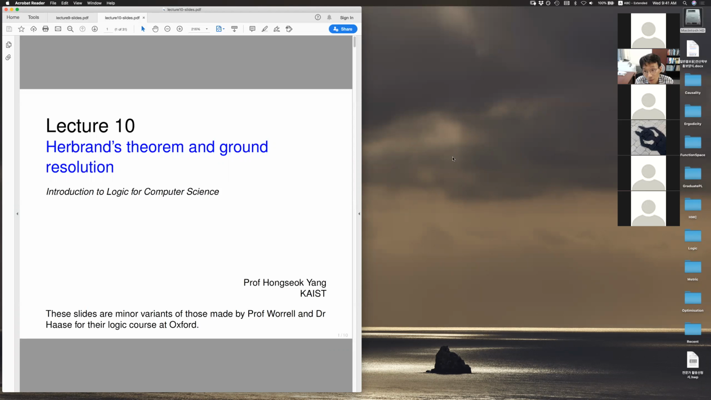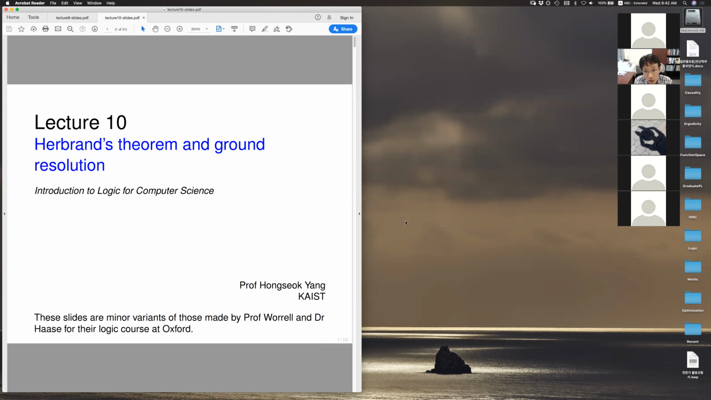One can say that the Herbrand theorem we're going to talk about, together with ground resolution, is really the core part of the course. It will bring many things we discussed together: the compactness theorem, Skolemization, and also some extra bit, which is the Herbrand theorem.